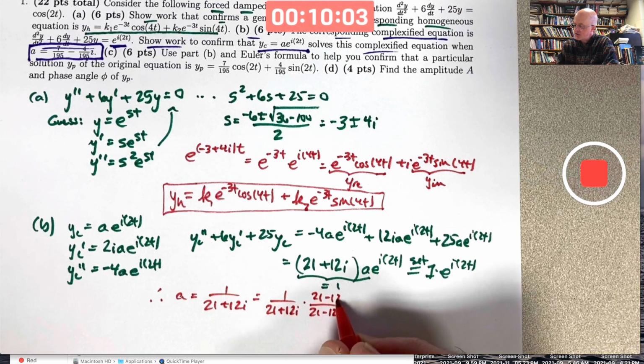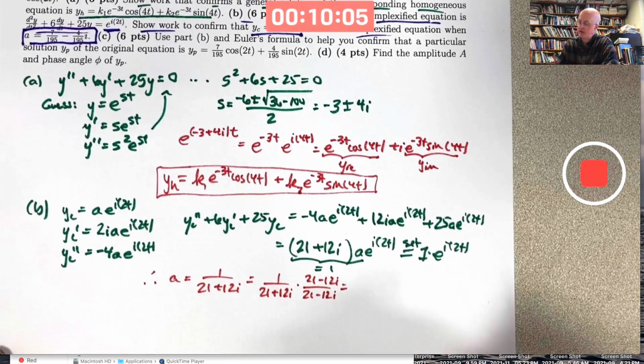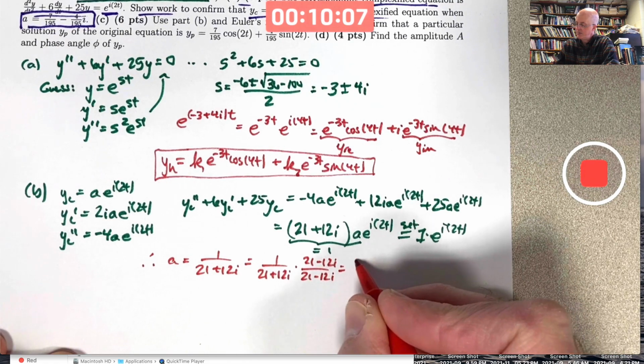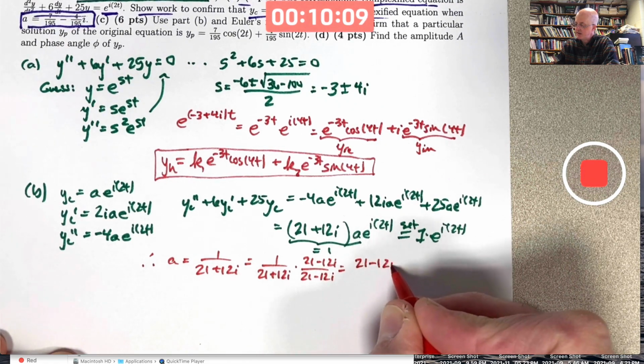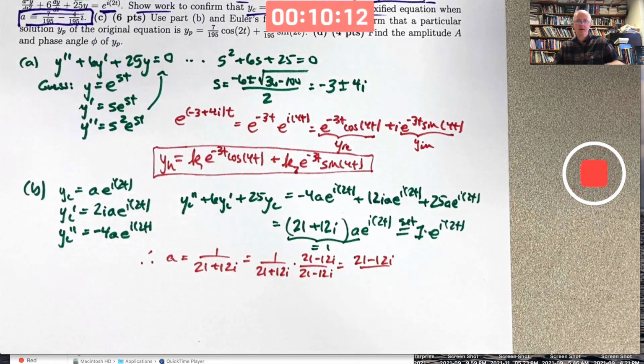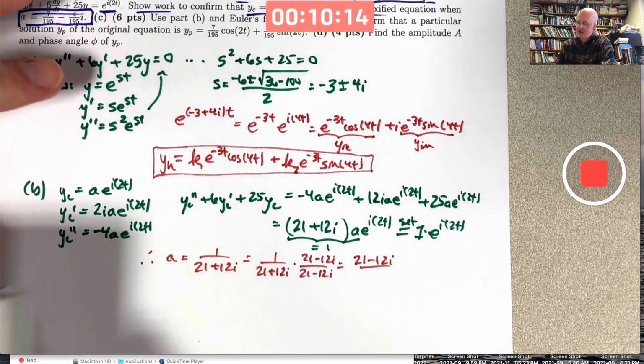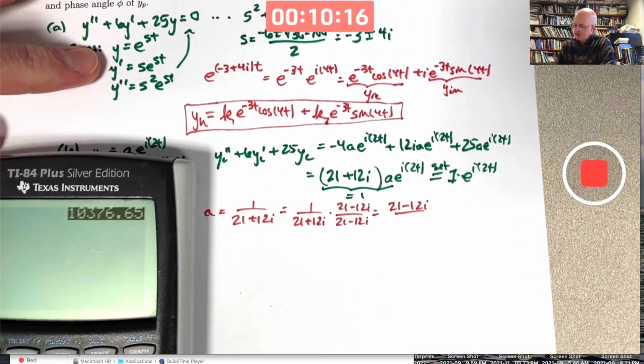That doesn't change the complex number itself because you're really multiplying by 1. And when you multiply a complex number times its complex conjugate, it does have the benefit of being a real number. That's the magic here.